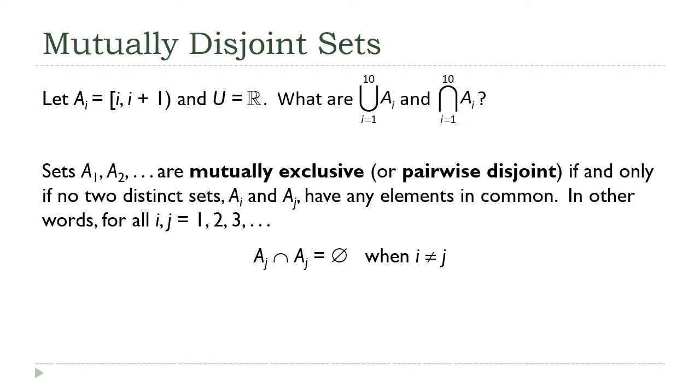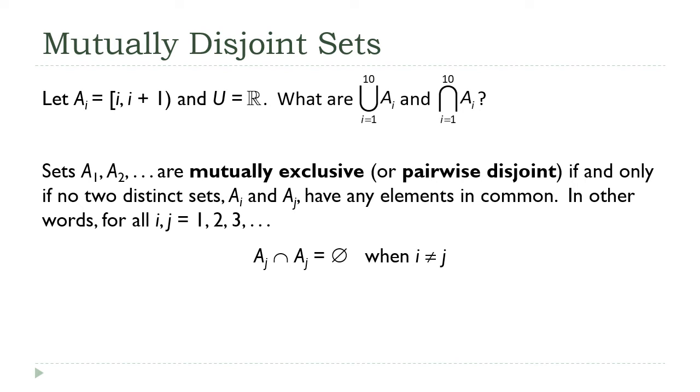So I have another definition here, and to illustrate this, I'm going to use that same collection of sets that we used on the previous slide, exact same ones. Our definition here defines what it means for a collection of sets to be mutually exclusive or pairwise disjoint. This happens if and only if no two distinct sets have something in common. In other words, you pick them out in pairs. Pick any two of those sets. If they have something in common, then the collection is not mutually disjoint.